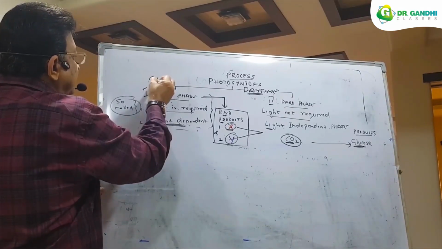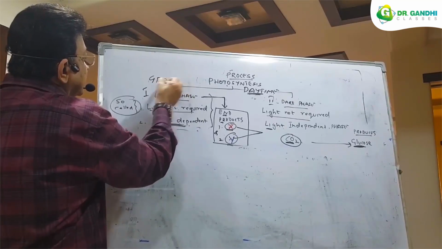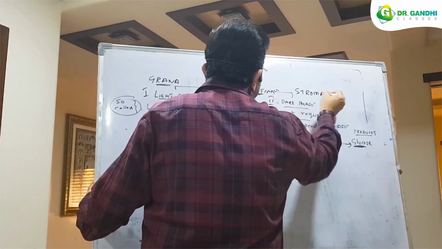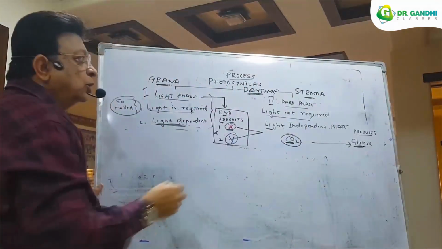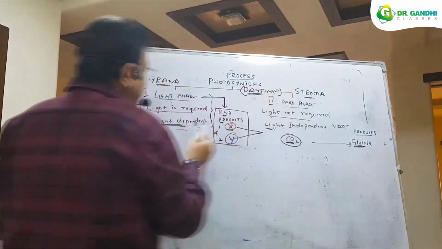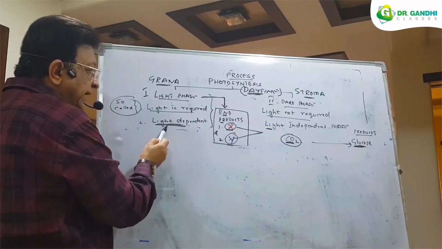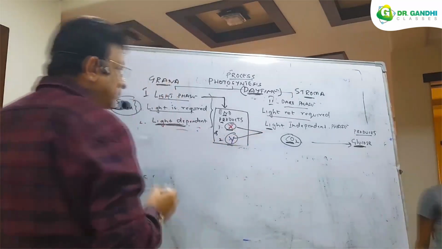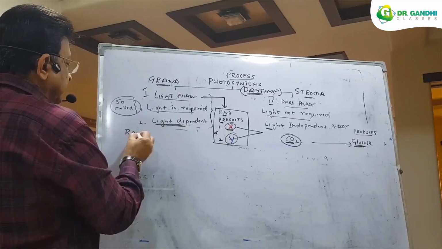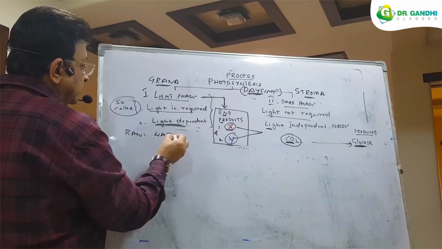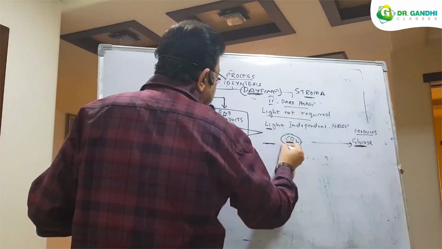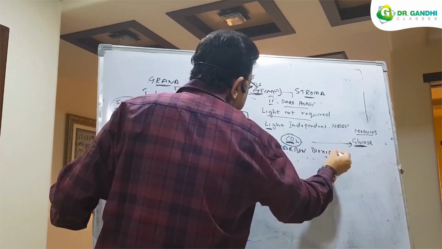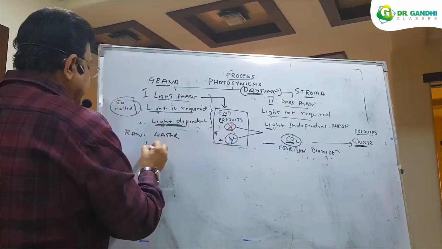Where does the light phase occur? In the grana. Where does the dark phase occur? In the stroma. Both occur during daytime. One requires light, therefore called light dependent. One requires the end products of light phase, therefore called light independent. Here the raw material is water. Here the raw material is carbon dioxide. We begin with the light phase.